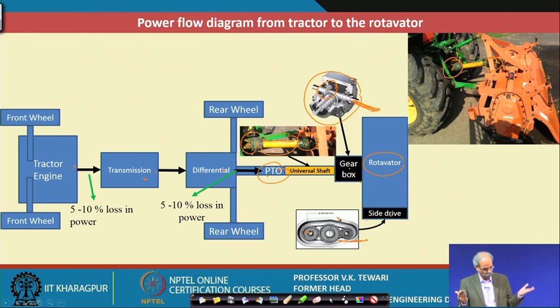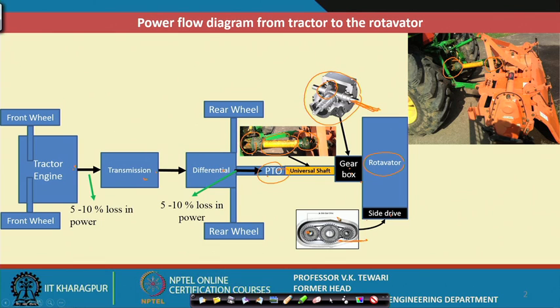So, this is the way the power flow takes place from the tractor to this. You may have certain losses which are taking place. We will have a look at these losses, or actually how much power is available, because it is very important for you to know how much power is available. Then only can you design what should be the size of the rotavator, how many blades will be there, what will be the width of that, what will be the diameter of the shaft, and so on and so forth. So, it is very important to know about these aspects initially, right.